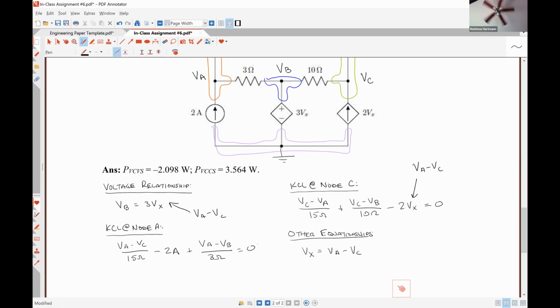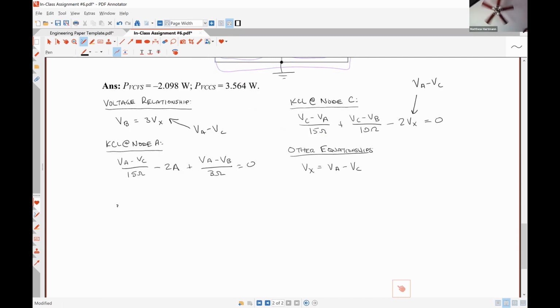Solve my system. And if I haven't made any mistakes, I get VA is equal to 6 volts. VB is equal to 0. So I feel very strongly that I've made a mistake. And VC is equal to 6 volts. So let me go back through this and try to resolve it. That's what I got as well.